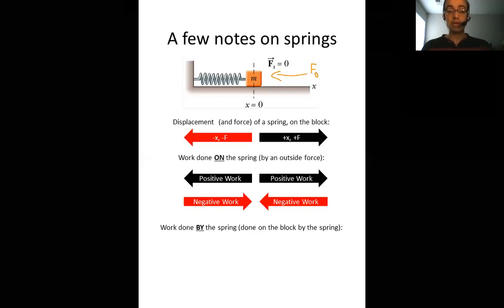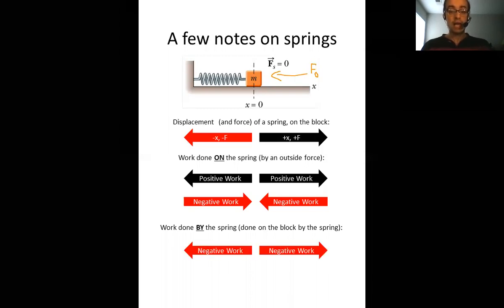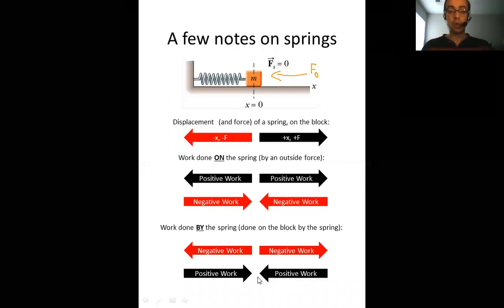The exact opposite, of course, is what's going on when we're considering work done by the spring. So that is work done on the block by the spring. And it's very important to keep track of who's doing the work on what in these kinds of problems. In that case, when we're looking at work done by the spring, it is negative work if you are moving away from this 0 position, and positive work if you are moving back towards this 0 position.